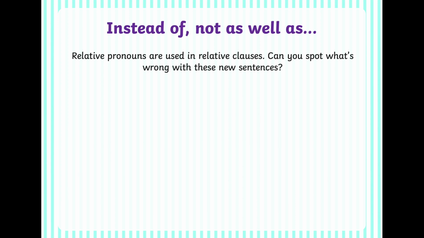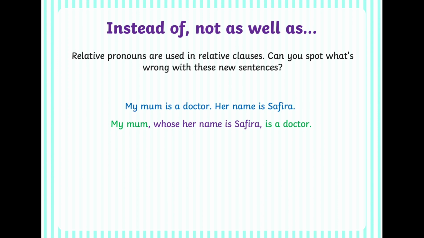Can you spot what's wrong with these new sentences? My mum is a doctor. Her name is Safira. These are the simple sentences. When it's changed to put in a relative clause, it becomes my mum, whose her name is Safira, is a doctor. I've spotted a mistake in that. Can you? What do you think the mistake is in this sentence with the relative clause?